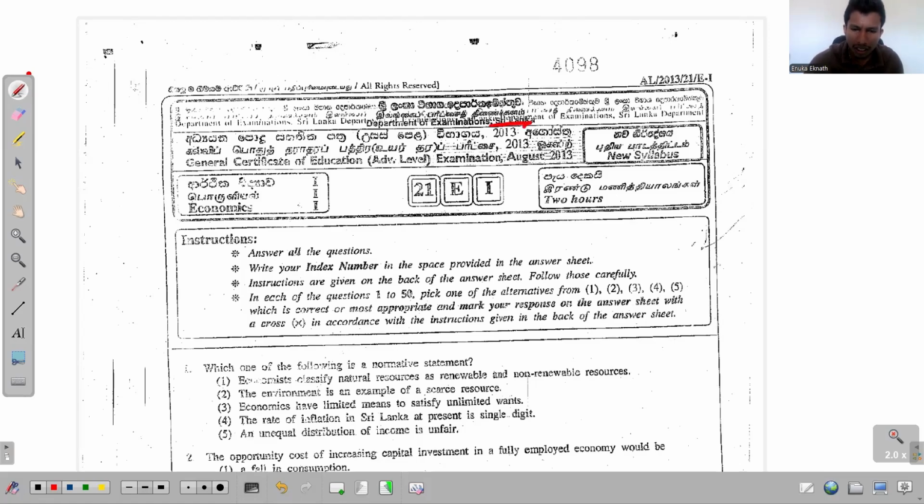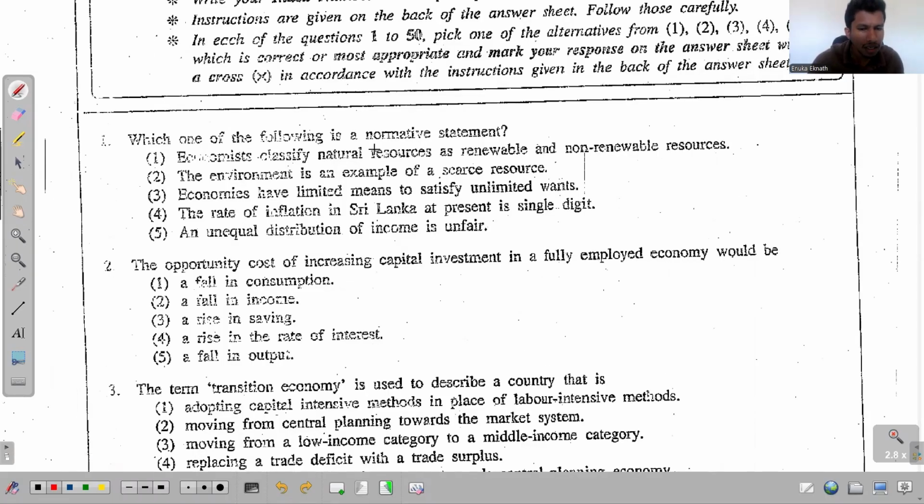Right, look at this 2013 MCQ paper. The first question: which one of the following is a normative statement? This is something that we have discussed in our previous papers as well. If it's a normative statement, it should answer the question of what should happen or what should exist. In other words, this normative statement has to be someone's opinion, someone's belief. So out of the 5 given options, we will try to recognize this opinion or belief.